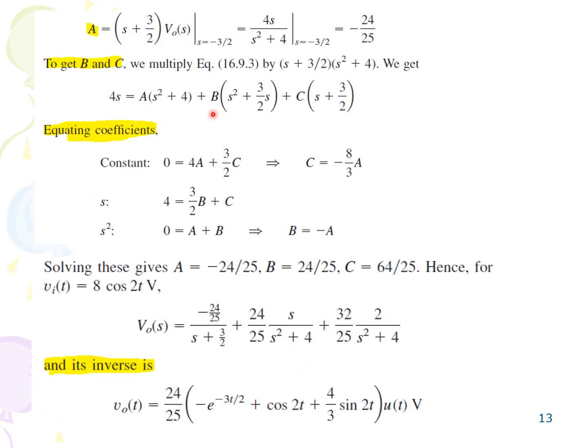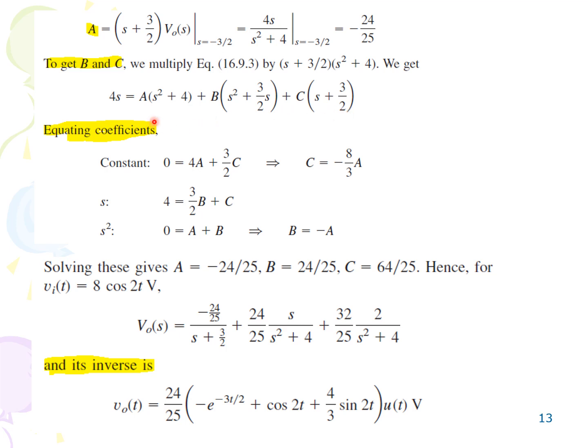A can be found by multiplying V naught s by s plus 3 by 2, and then putting s equal to minus 3 by 2. Applying the limit, we get A is equal to minus 24 divided by 25. To get B and C, we multiply the equation in the previous slide, 16.93, by s plus 3 by 2 into s square plus 4. So the equation will be simplified as 4s is equal to A times s square plus 4, plus B times the term in the bracket, plus C times s plus 3 by 2.